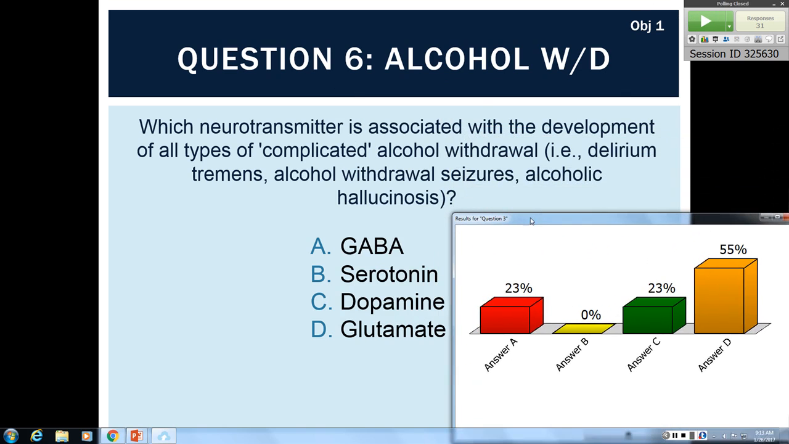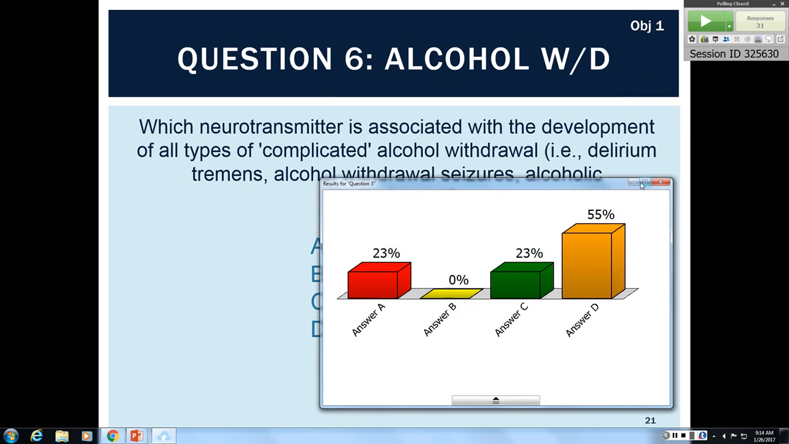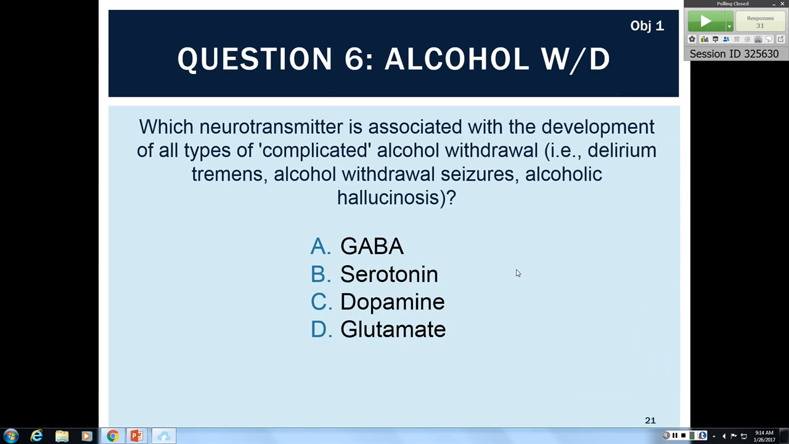So this is tricky because of the other question that I had. What I was getting after with this question, so GABA is associated, right? Why is GABA associated? Because it's the main effect of alcohol. So we know that GABA is related. And then we know that glutamate's associated because we just talked about that. GABA goes up, glutamate goes up, you take away GABA, and you have glutamate high.